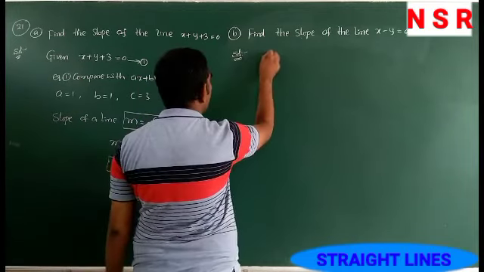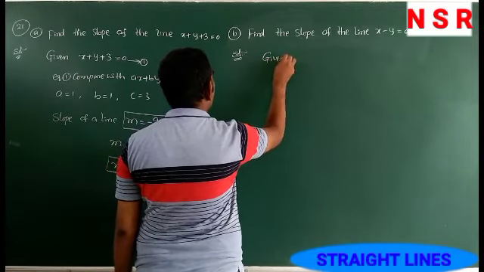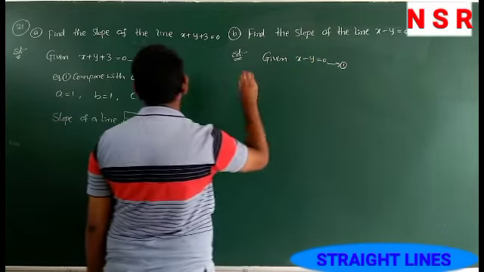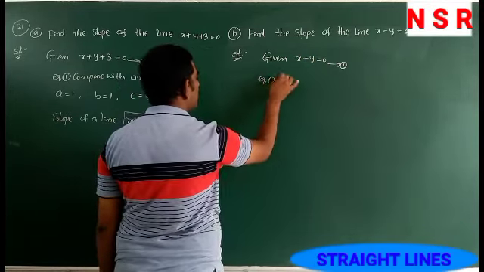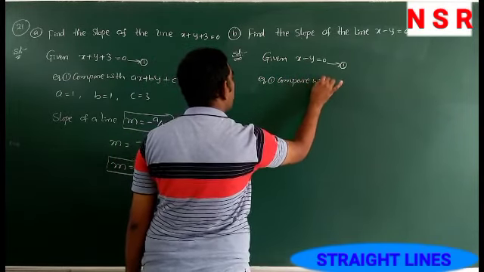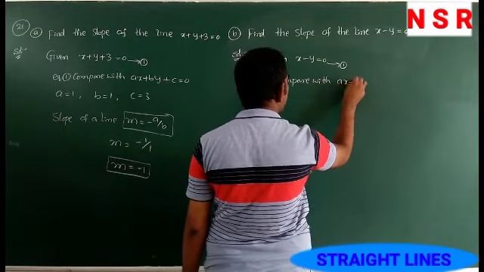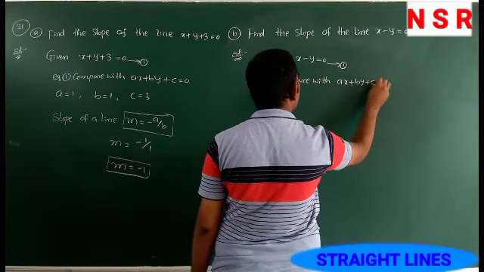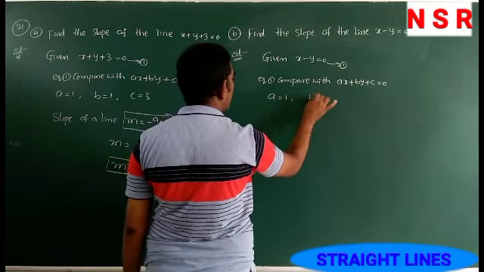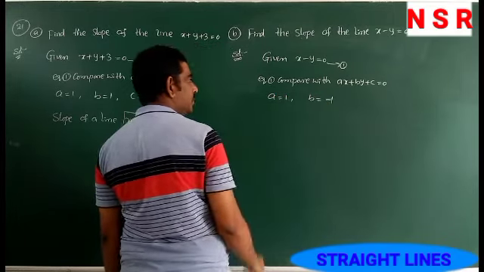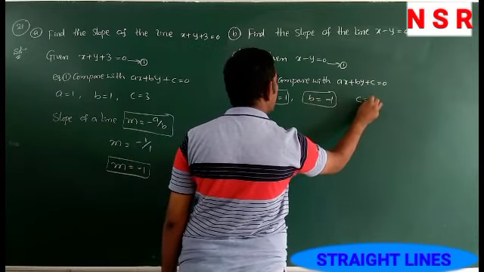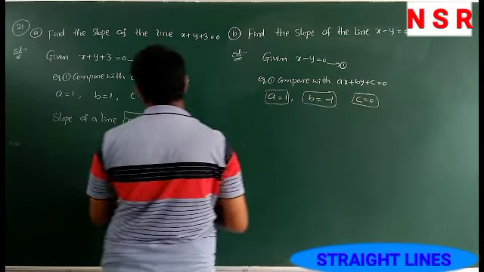Again we have another question given here. So given x minus y equal to 0, take it as equation number 1, and equation 1 compare with ax plus by plus c equal to 0. Now a equal to 1 and b equal to minus 1 and c value is 0. So here c is not given, so the c value is 0.